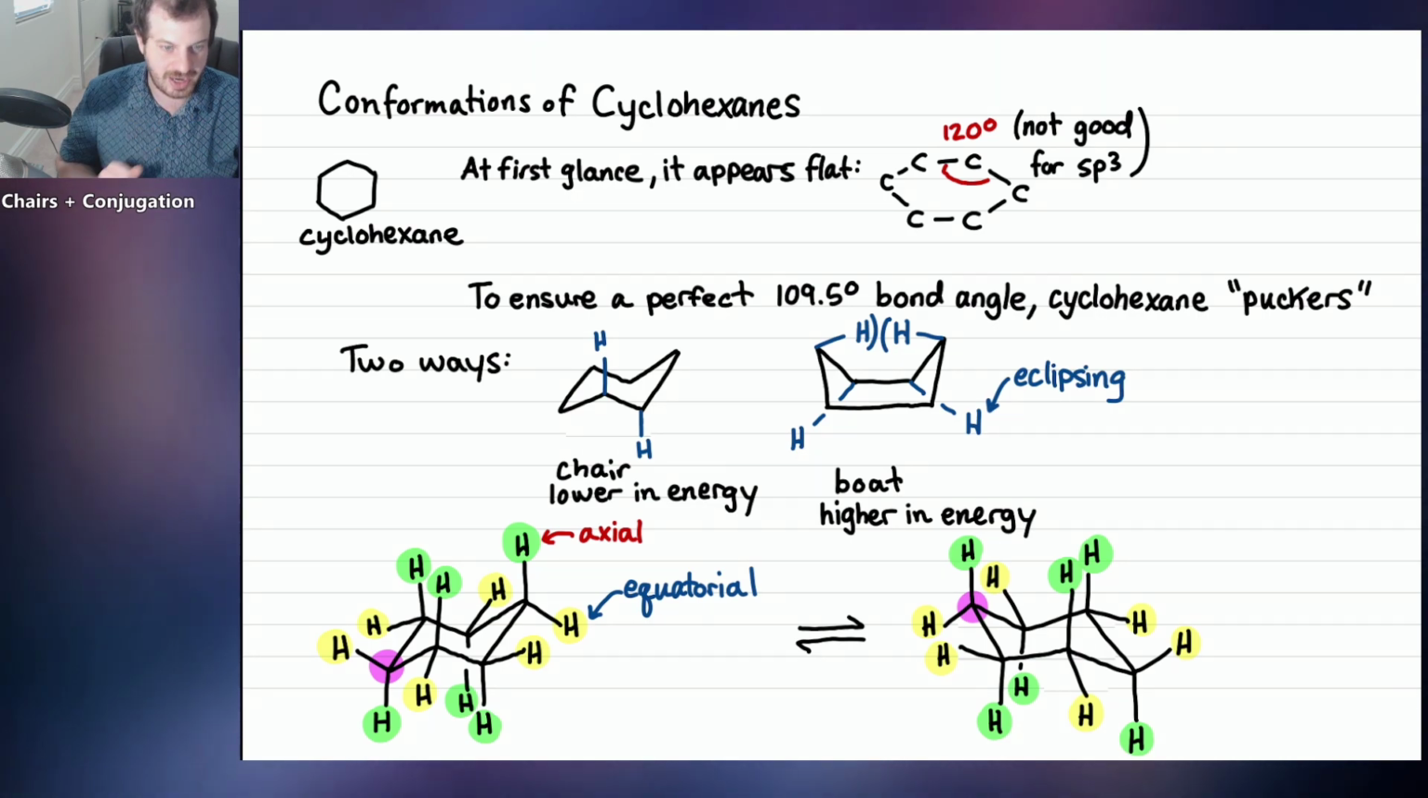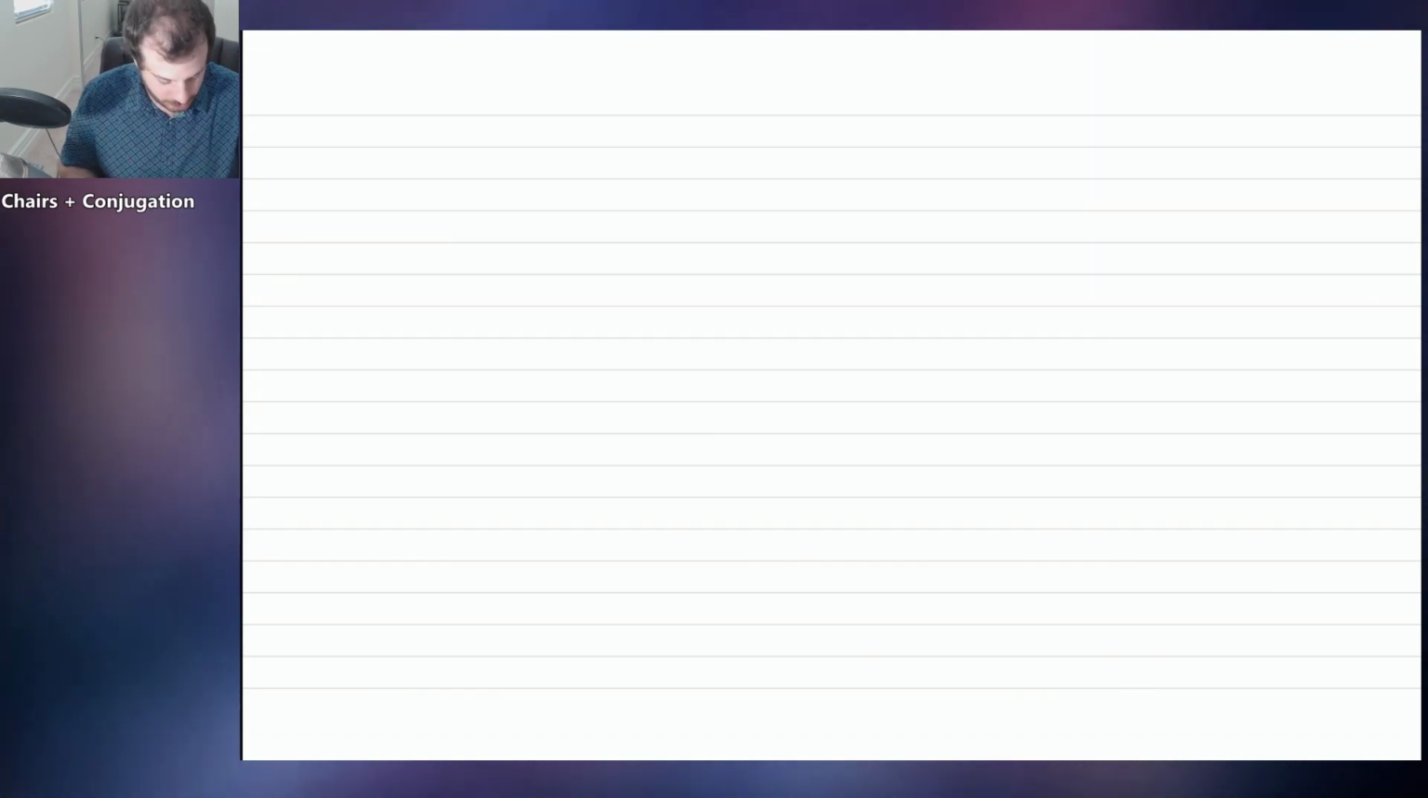Now, of course, in this example, since they're all hydrogens, it's impossible to keep track of where they go. They just seem to stay in place. But if we start to add some substituents onto the cyclohexane, then we can actually watch the substituents move around when it does the ring flip. So let's give that a try. We'll call this part substituted cyclohexanes.